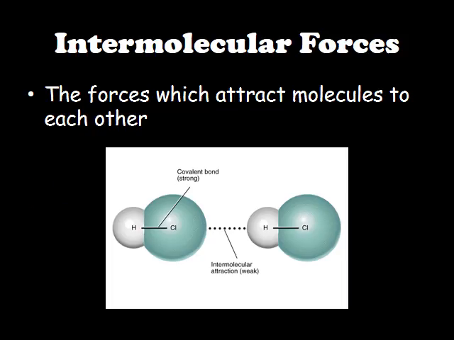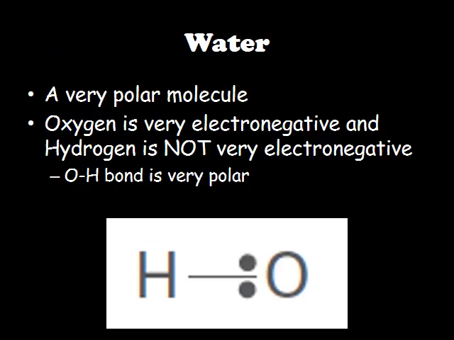So let's look at intermolecular forces. Intermolecular forces, as we've previously discussed, are the forces which attract molecules to each other. So here we have two hydrochloric acid molecules. You have a strong covalent bond between the hydrogen and the chlorine, but a very weak bond between the hydrogen and chlorine of different hydrochloric acid molecules.